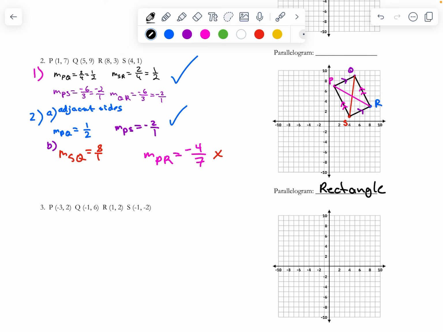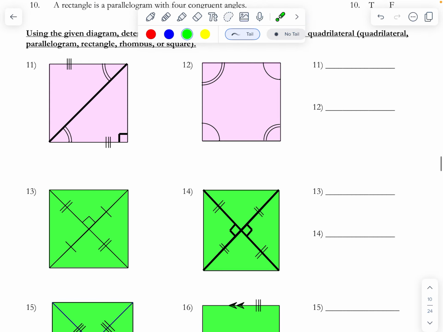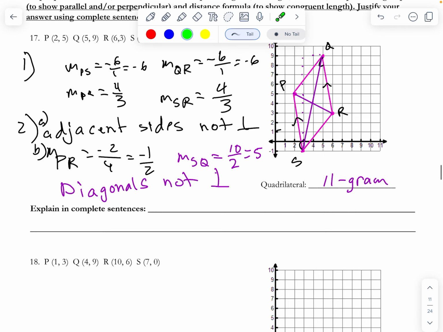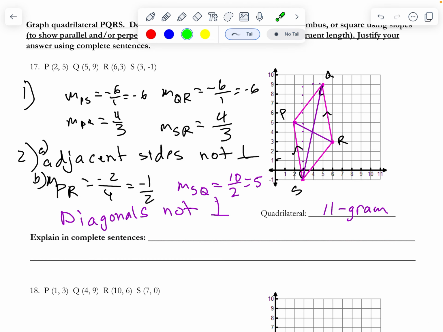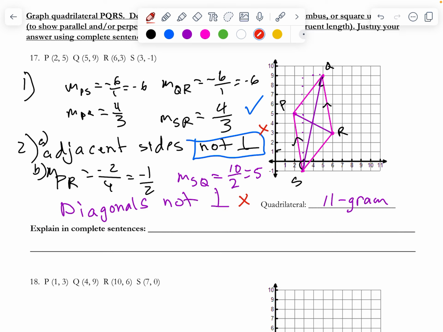Now I am running out of time, unfortunately, so I think this is just going to be one problem. But the way we would do it over here on the review is if we take a look here, right? I did all the work. I know I did it standing up earlier and yesterday, so I apologize for how messy it is. But this is number 17 on the review. We did the exact same thing. In this case, we found that these are parallel. Opposite sides are parallel, but adjacent sides are not perpendicular. So this was a big fat X. And we found that diagonals are not perpendicular either. So this was just a parallelogram.